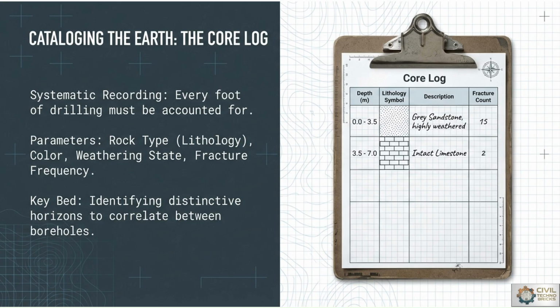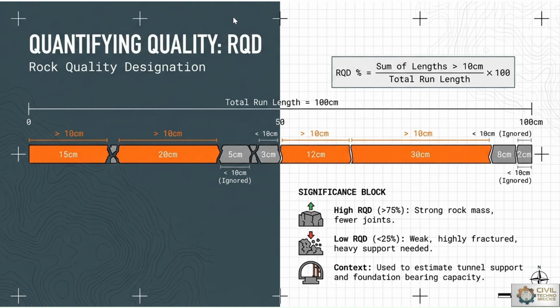That cataloging is most important from the analysis point of view, where the comparison and analysis are most important for taking decisions toward quantifying quality, that is RQD, the rock quality designation. RQD is measured in percentage. It is the ratio of the sum of the lengths which are greater than 10 centimeters to the actual total run length. So total run length is equal to 100 centimeters as shown for any rock drilled sample, and with reference to that we are checking the rock quality.